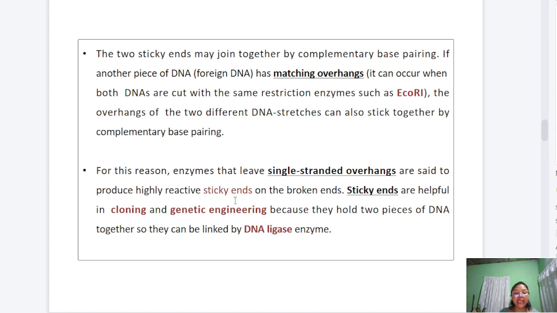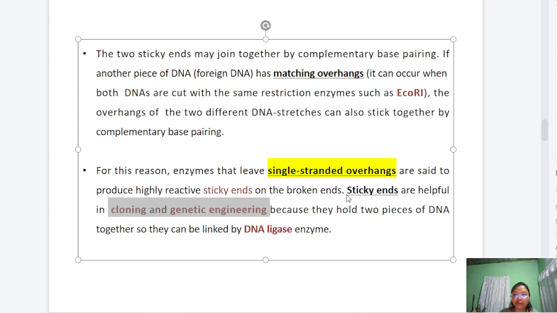So for this reason, enzymes that leave single-stranded overhangs are said to produce highly reactive sticky ends on the broken ends. Okay, so if you have single-stranded overhangs, where both complementary strands have the overhangs, the presence of these overhangs makes them very, very reactive. So they are always ready to form a bond with any complementary sequence they come across. So sticky ends are helpful in cloning and genetic engineering.